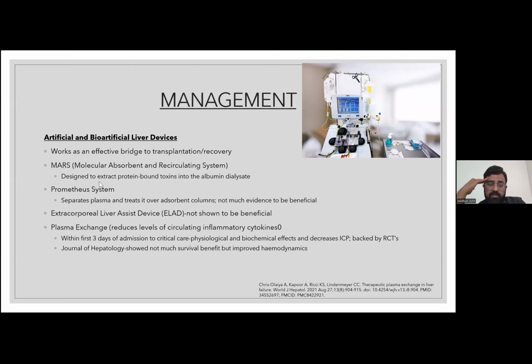There's another concept of the extracorporeal liver assist device, or ELAD. This also was not shown to be beneficial. The reason why I'm mentioning it is so that at least we are aware that these were looked at.